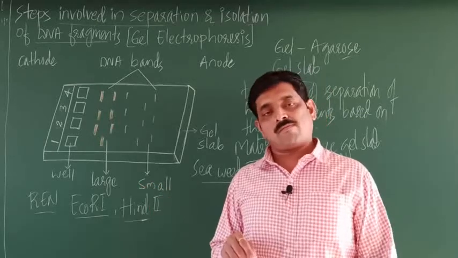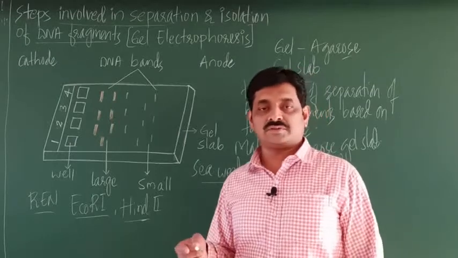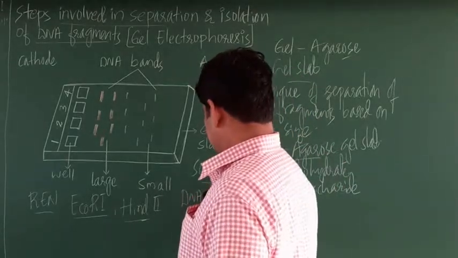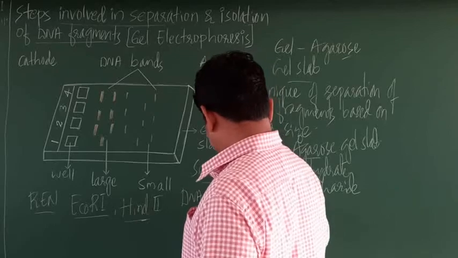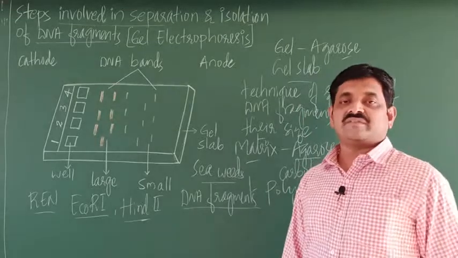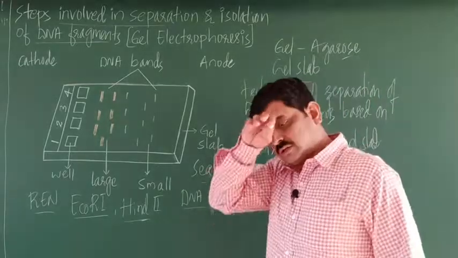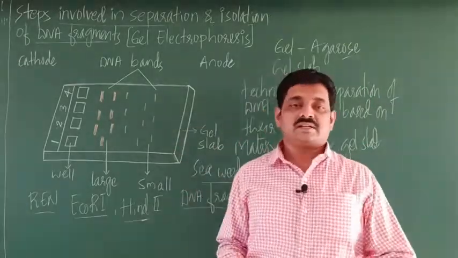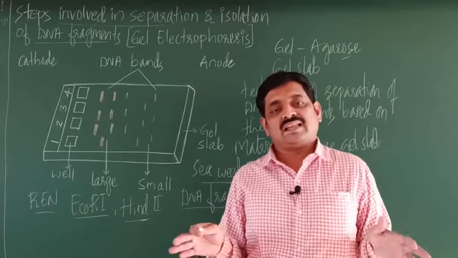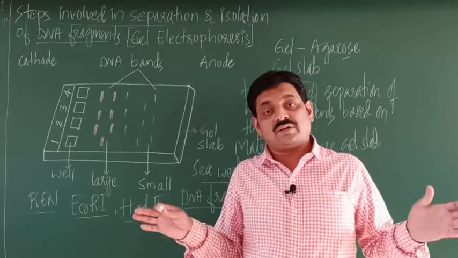So what happens now? That DNA is cut into fragments. So when DNA is treated with REN, what you get? You get DNA fragments, right? So DNA fragments are obtained. Now these DNA fragments may be of different sizes, right? So now these DNA fragments of different size or different lengths, they have to be sorted out. They have to be sorted or separated.